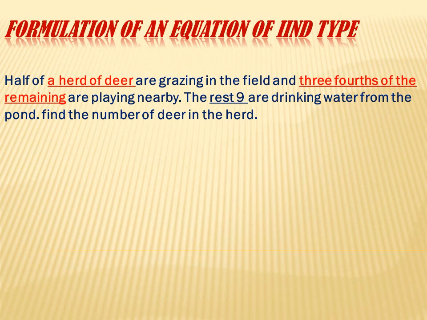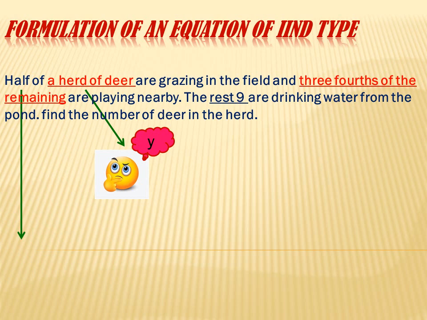Half of a herd of deer are grazing in the field. Now here, a herd of deer means we don't know how many deer there are in the herd. So we will take it as a variable. Let it be y. Now, half of a, here half means 1 by 2.